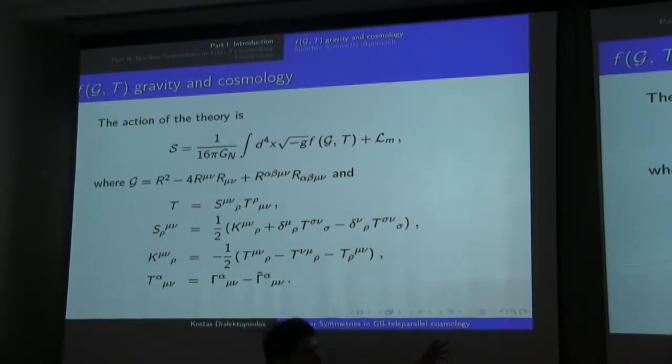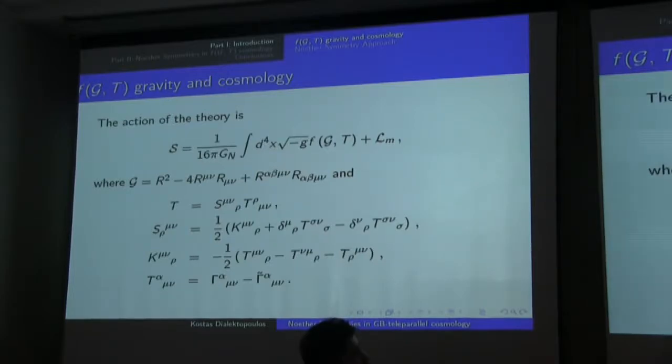So, for example, f of R gravity can be extended to f of G, R gravity, where G is this term here, and it exhausts all the curvature degrees of freedom. In the same way, f of G, T gravity exhausts all the torsional degrees of freedom. And G is not exactly this G here. It's this one expressed in the teleparallel formalism, where the dynamical field is not the metric anymore, it's the tetrad field, the vierbein.